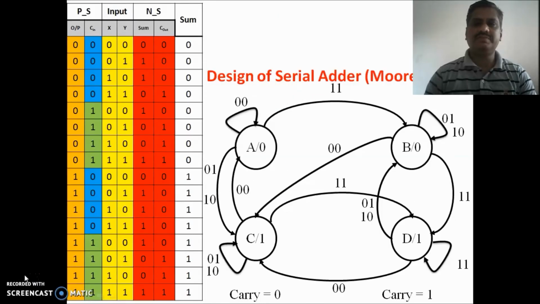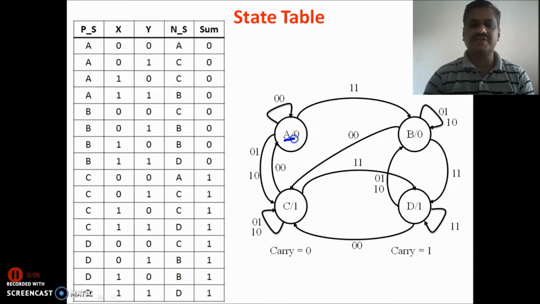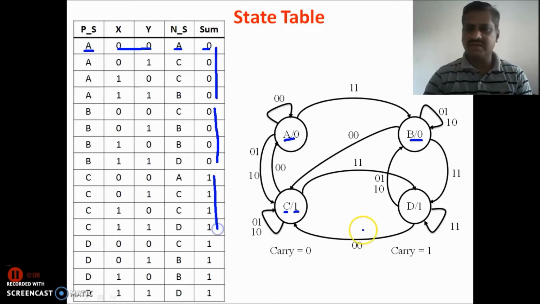Now, after preparation of the state diagram, we can prepare the state table. Just that is for state A, 0 0 input, next state and output. For state A, always output will be 0. For state B, again output will be 0. That is straightforward. For state C, output will be 1. And for state D, again output will be 1. We will discuss about remaining things.